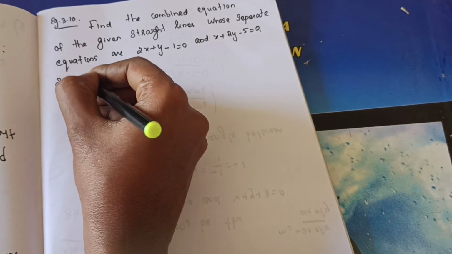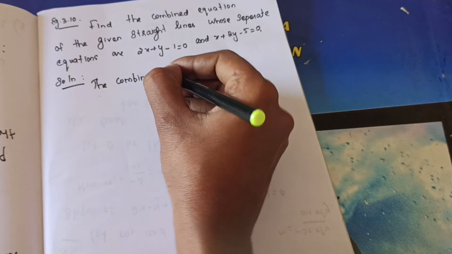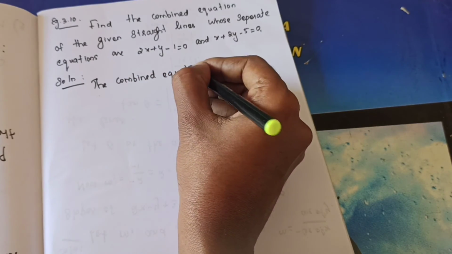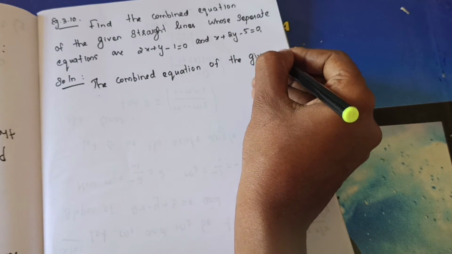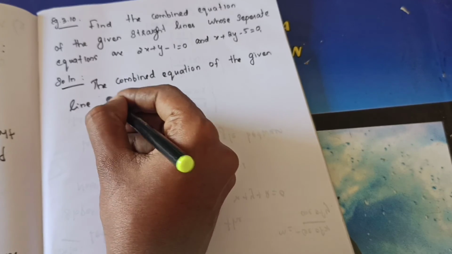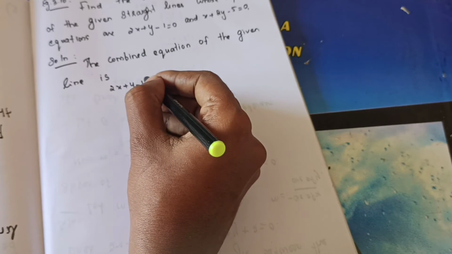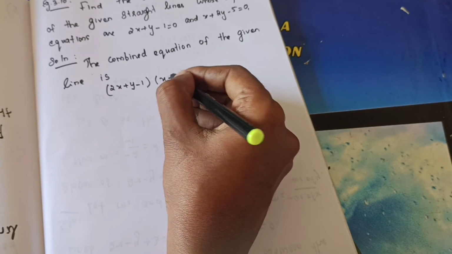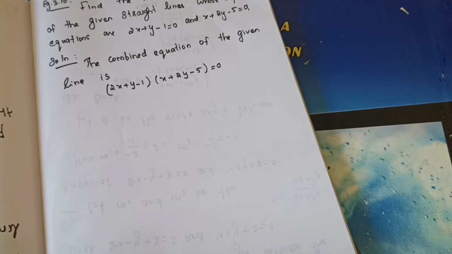So the combined equation of the given lines is just combining the two equations. So what will happen? 2x plus y minus 1, multiplied by x plus 2y minus 5, is equal to 0. We are going to combine the two separate equations. So how will you do it? Each and every term we will multiply.